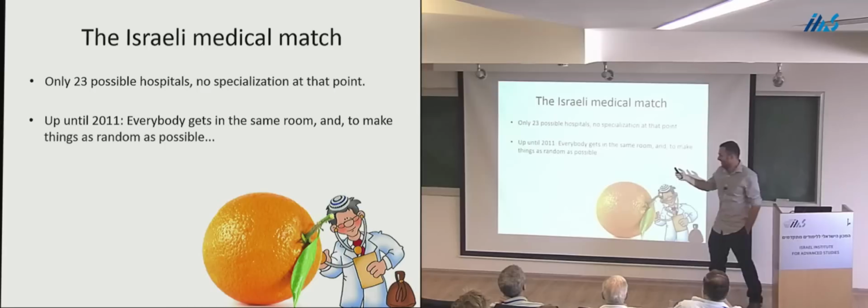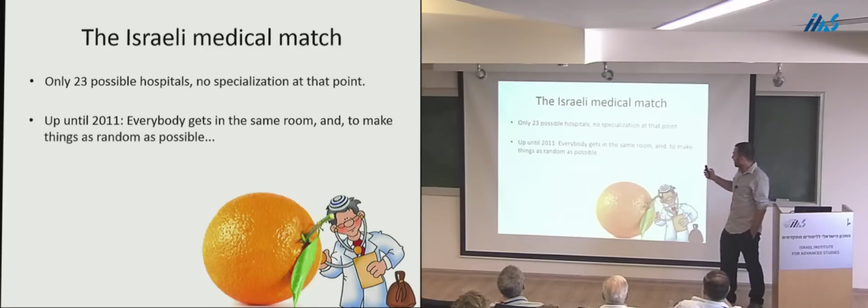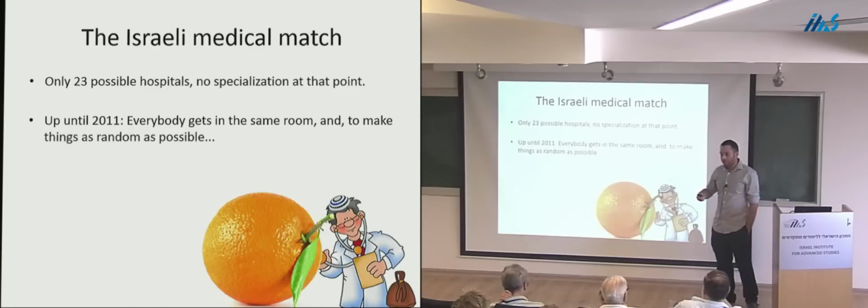So up until 2011, everybody gets in the same room, same as in Paris. And to make things as random as possible, what's the most random thing you can do? So you want to avoid corruption.